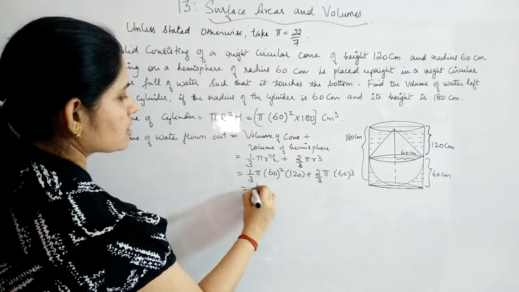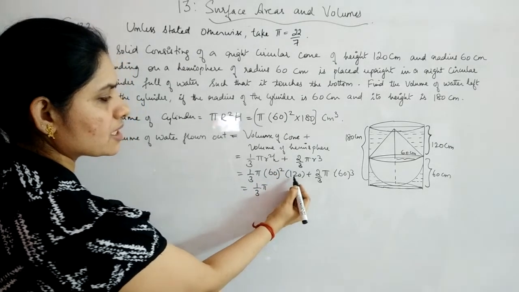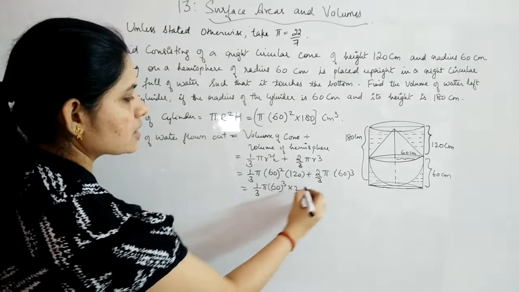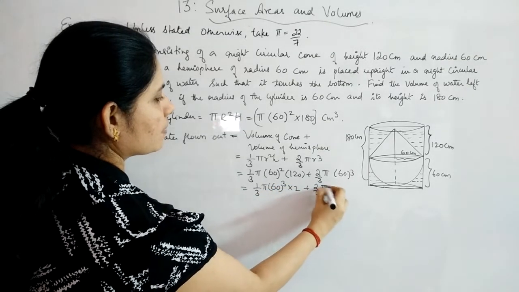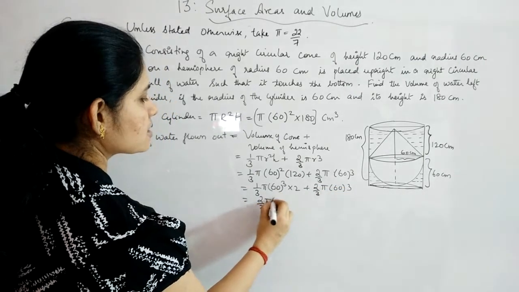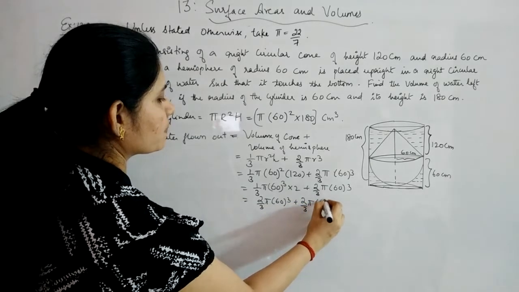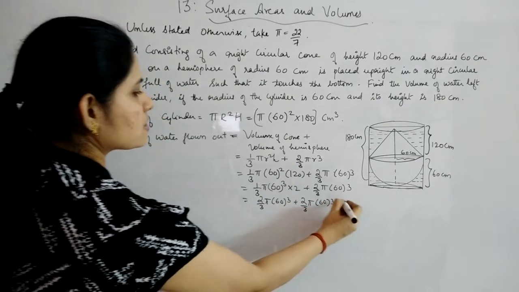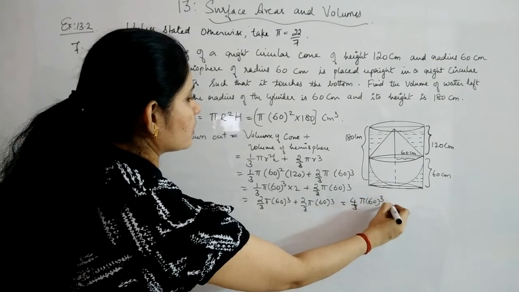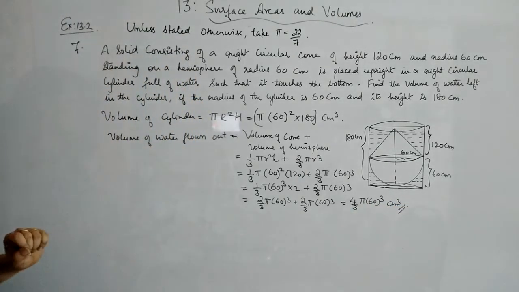R cube is again 60 cube, right? So this can be written as 1/3 pi, here it is 60 the whole square. This can be written as 60 into 2. So I can write it as 60 the whole cube into 2, right? Plus 2/3 pi 60 whole cube. That means I am getting 2/3 pi 60 cube plus 2/3 pi 60 cube. So it becomes 4/3 pi into 60 the whole cube centimeter cube is the volume of the water flown out.